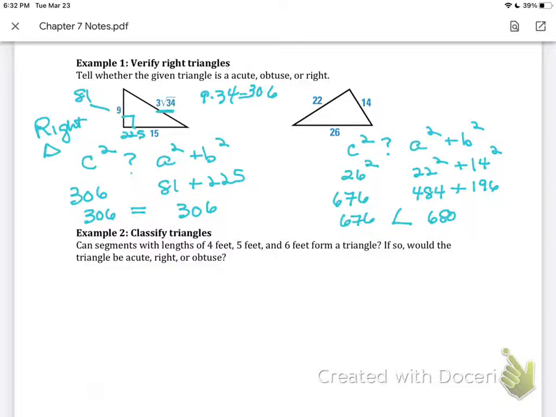Okay, so less than. So think about that arrow. Where is that arrow pointing? It's pointing this way. So go all the way up. There you go. If it's less than, it's pointing towards the C, and therefore I have an acute triangle. Okay, so we're starting to make sense with that arrow, I'm hoping.